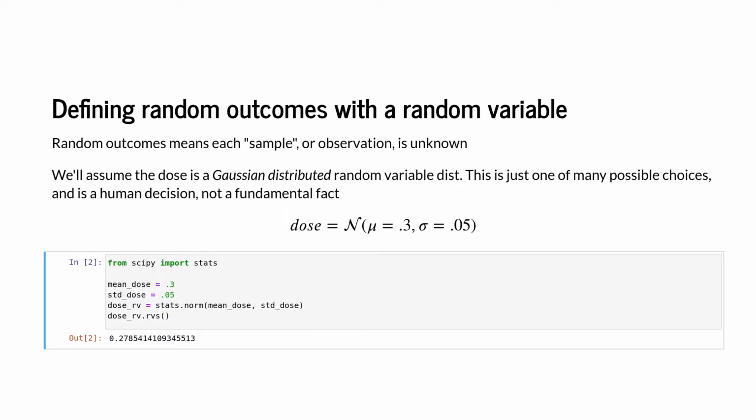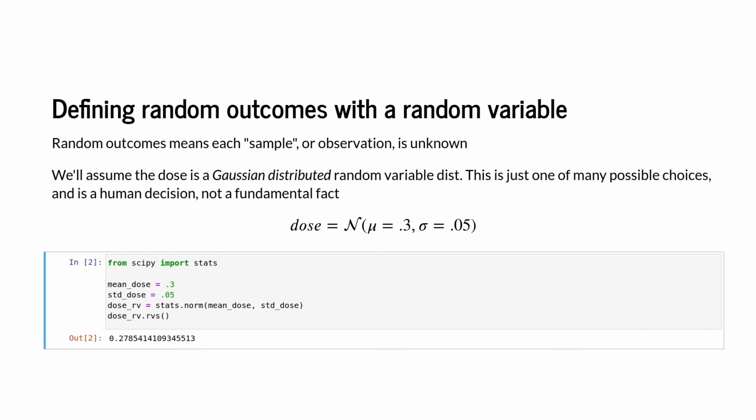Now, similar to the previous example where everything was deterministic, which was 0.3 each time, we need to make a definition of what we're working with. And this is what a random variable is. A random variable defines the idea of these random outcomes that produce samples. So we'll see an example here in a second.